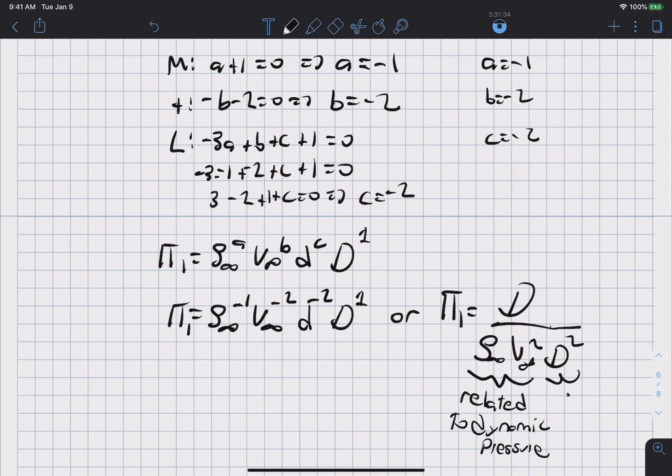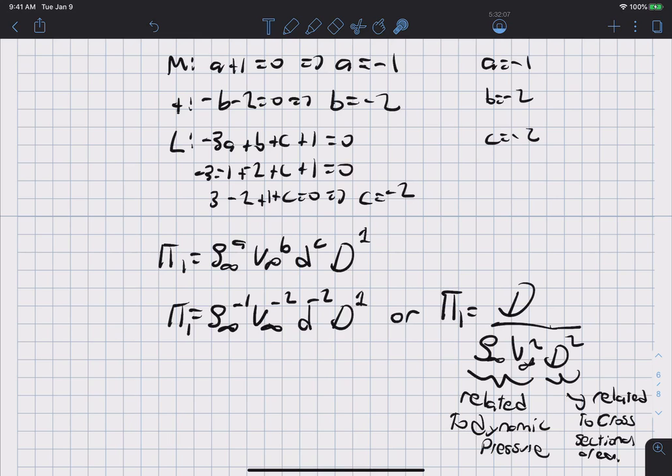And this d squared is related to the cross-sectional area. Okay, and so we have essentially a pressure here times an area, which gives the units of a force. And so you can see by inspection that this is indeed unitless.